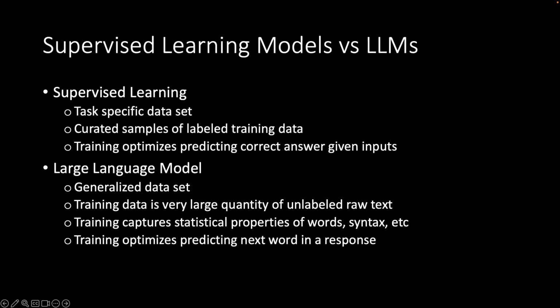Large language models take a different approach to training. The training data is a large volume of unlabeled text. During training, the text is tokenized, and the neural net analyzes the tokens based on their relationships to each other, their prevalence, and many other properties of the text itself.